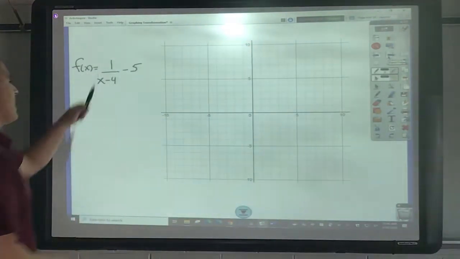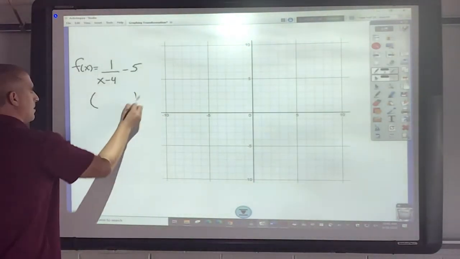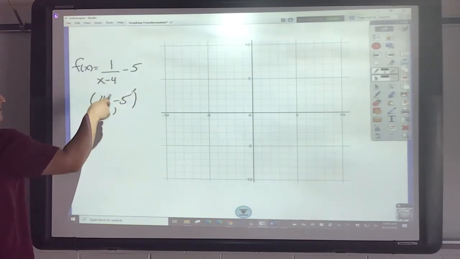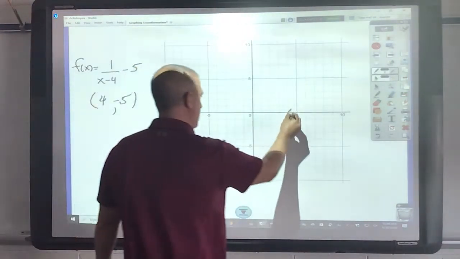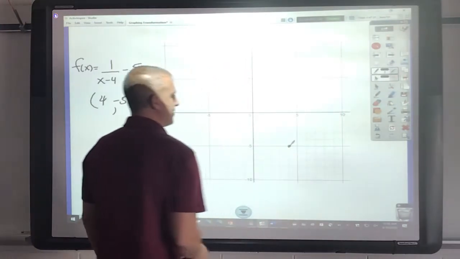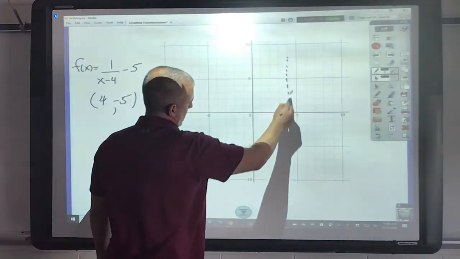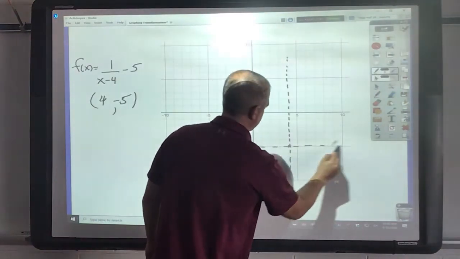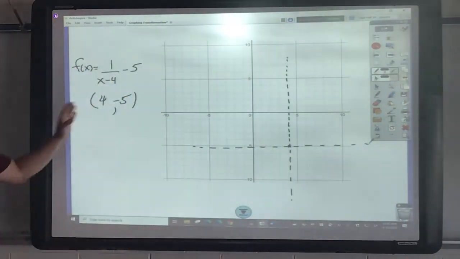Okay? Rational function. My anchor point would be 4, negative 5. Opposite, follow. So 4 over, negative 5 down is here. Now, this is a little bit different. I want to put my asymptotes through these points. That's the difference with the rational.